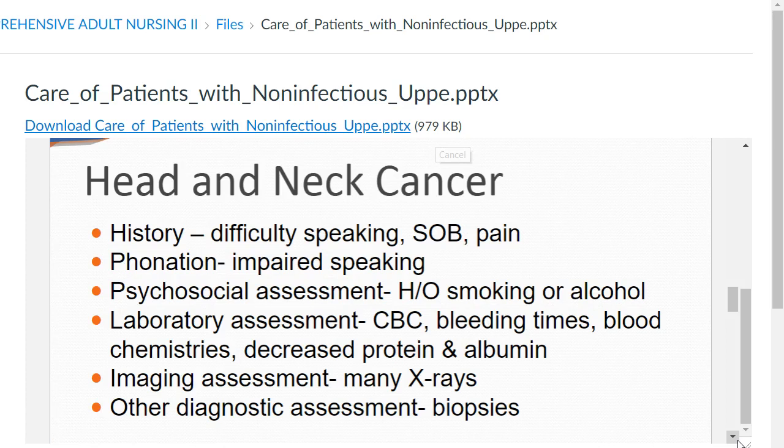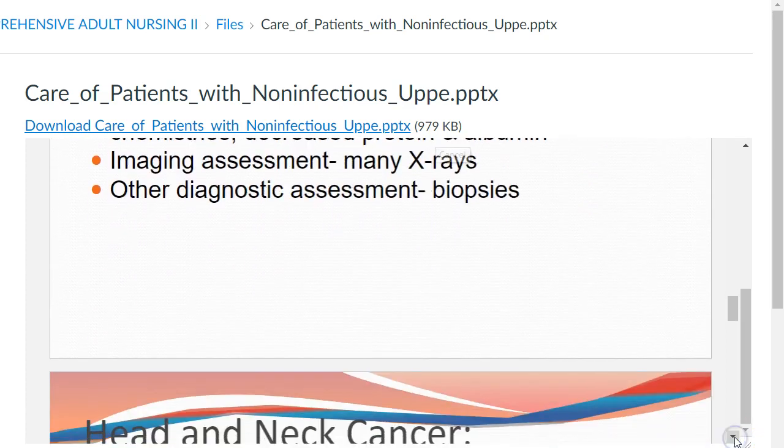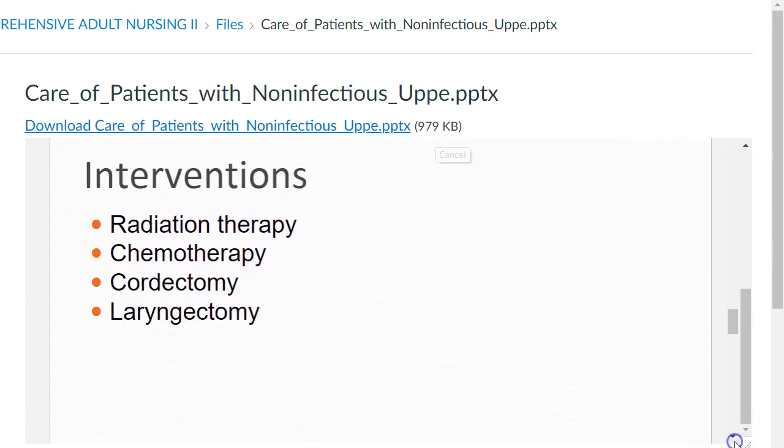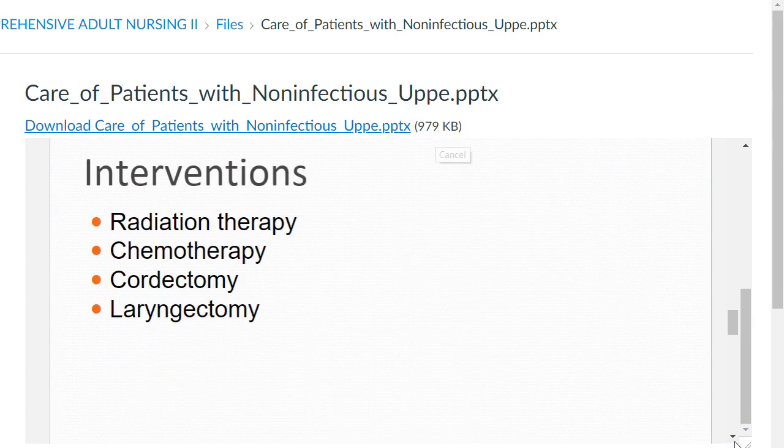Treatment, depending on the extent of the cancer, can be radiation and chemotherapy. Obviously, biopsies of the tumor itself to see what kind of cell growth the cancer is of. So that's head and neck cancer, okay? And then lastly, and these are some of the different interventions: radiation, chemo, cordectomy, and laryngectomy.